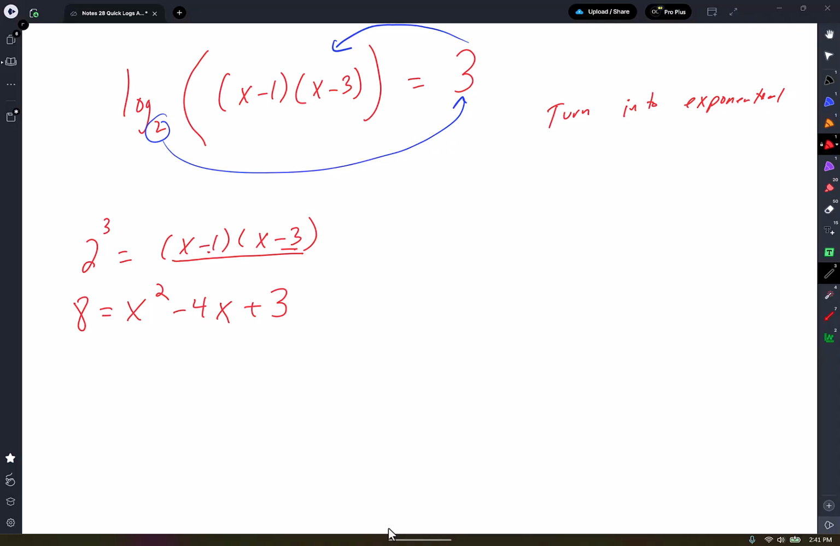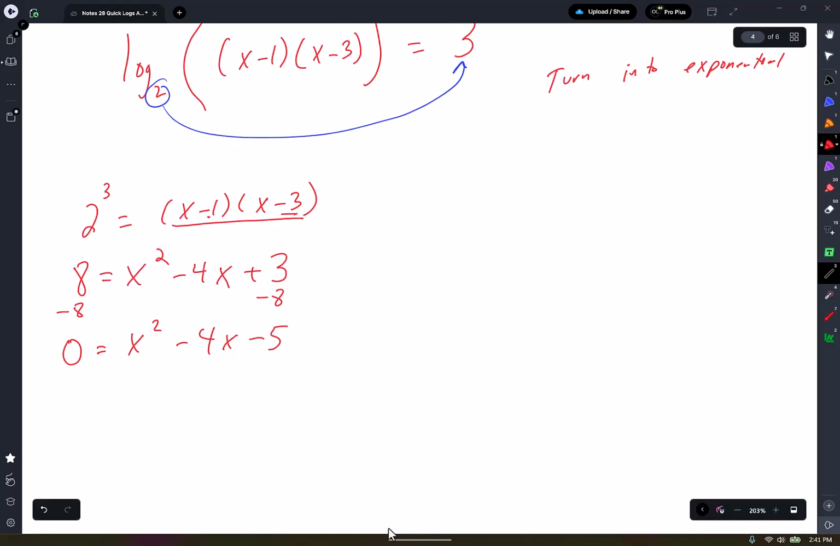Okay. Next, you want to zero this out, so I'm going to go minus 8, minus 8. Why do you want a 0? Because you can solve for stuff that equals 0 pretty easily. It's when it equals stuff that it's hard to solve. So x squared minus 4x, and the difference between 8 and 3 is 5. The 8 is larger, so minus 5. Are we still okay?